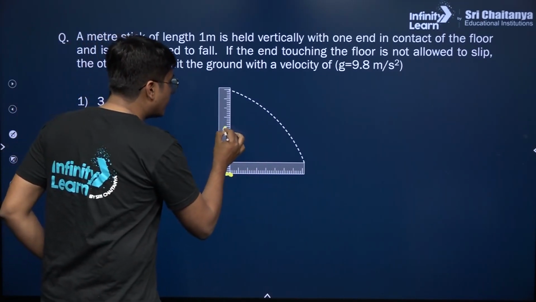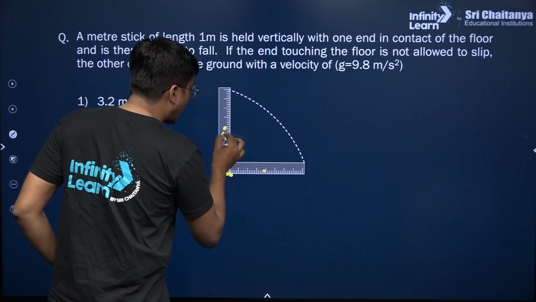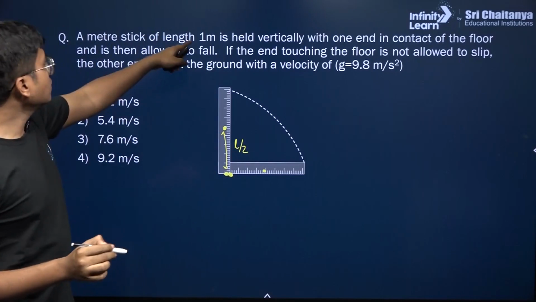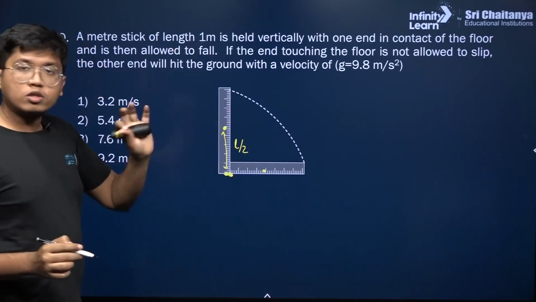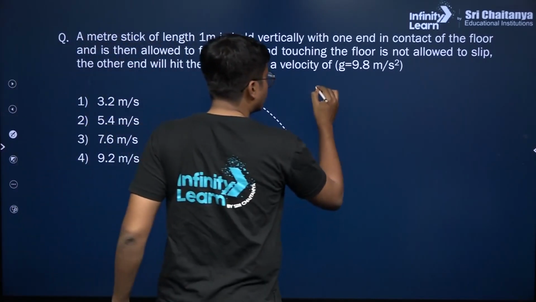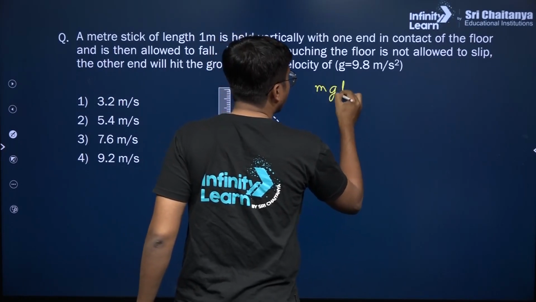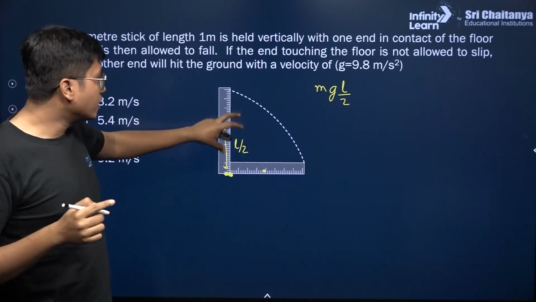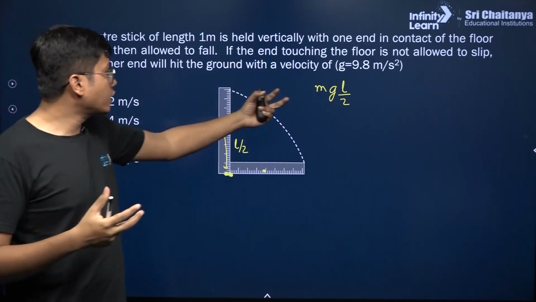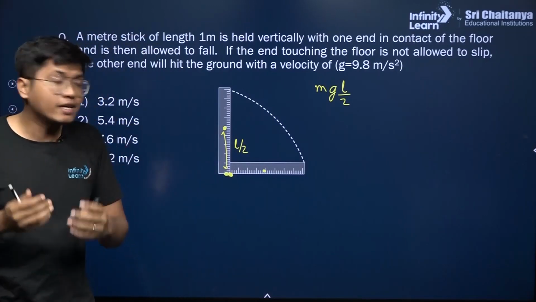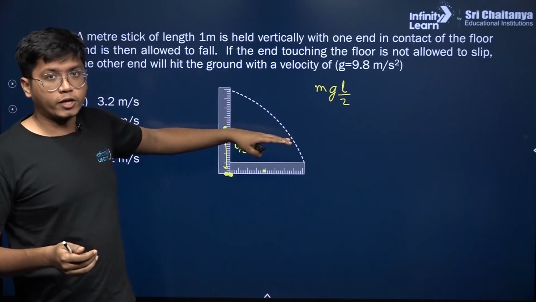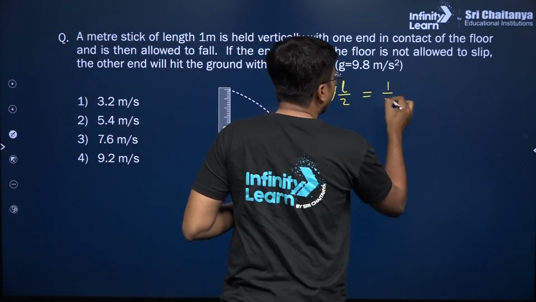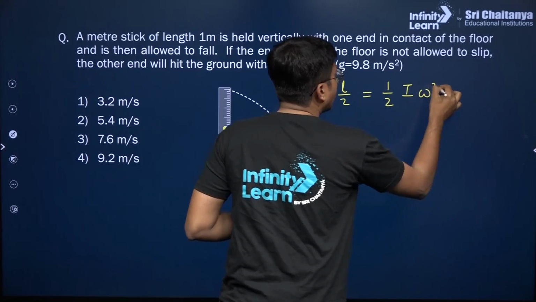Why? Because its center of mass drops down by a height, and that height is L by 2. The length is given as 1 meter, so the drop is just L by 2. So the drop in potential energy is just m into g into L by 2. And where is this potential energy going? It's going into raising the rotational kinetic energy of this body, because it's now rotating, which is given by half I omega square.